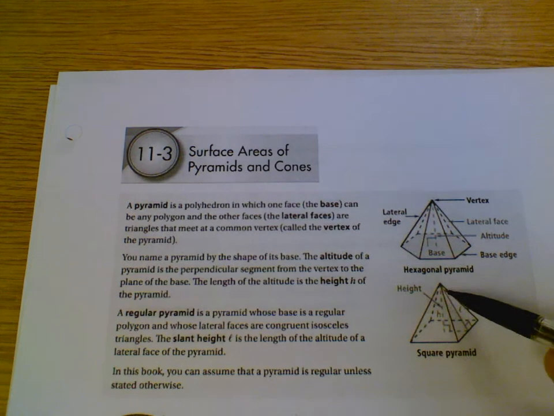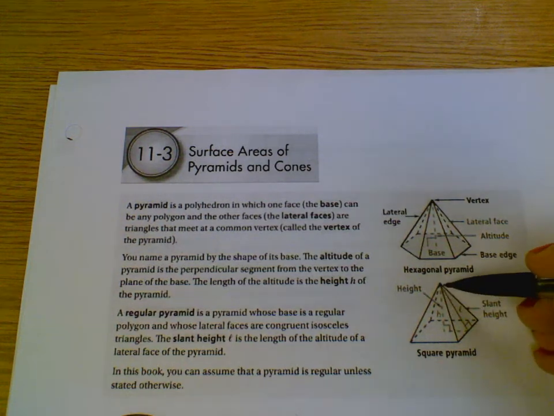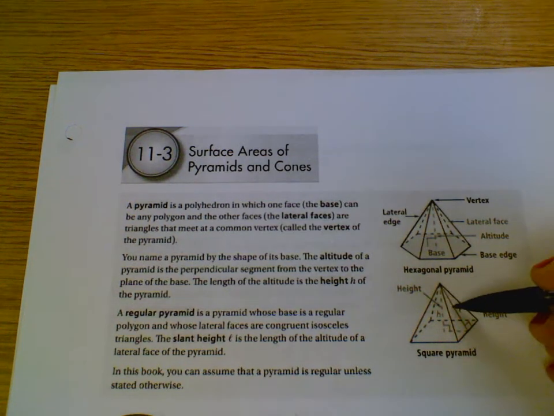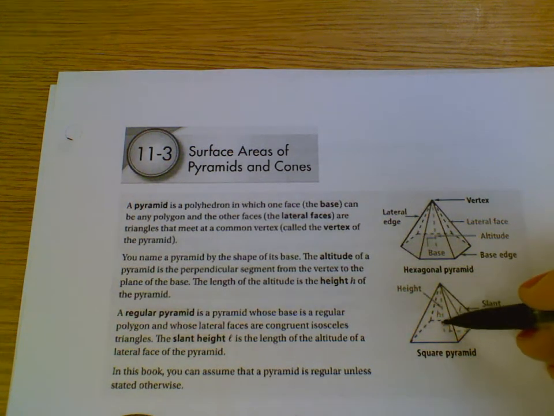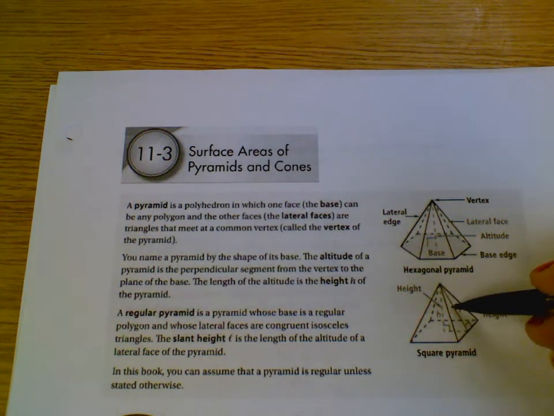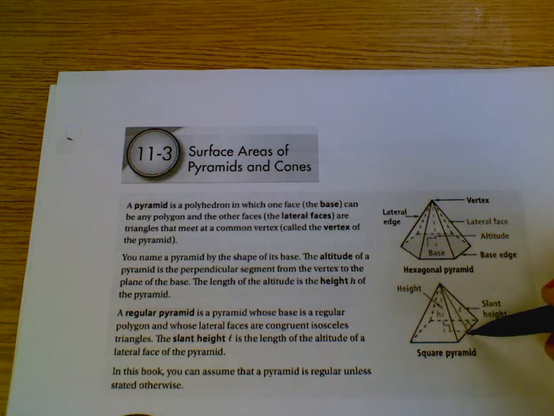The slant height is the length of the altitude of a lateral face of the pyramid. So in other words, the slant height will be from the vertex to the side of the base. So it won't go perpendicular down to the base, it will be going along one of the lateral faces.